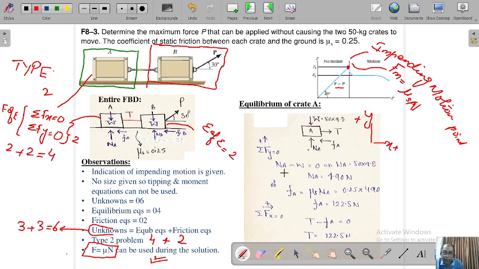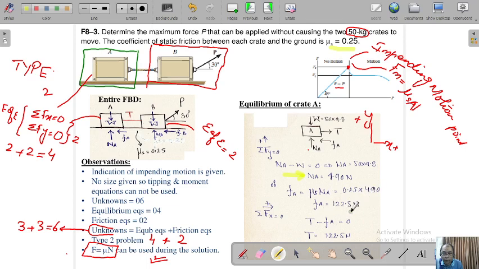So we can say Na minus W equals 0. What is W? They have given us the weight as 50 kilogram. 50 into 9.81 is 490 Newton. So now you have calculated Na. Since Na is calculated and you are allowed to use the friction equation, Fa equals mu s into Na. Mu s is given as 0.25, and Na is 490, so Fa equals 0.25 into 490.